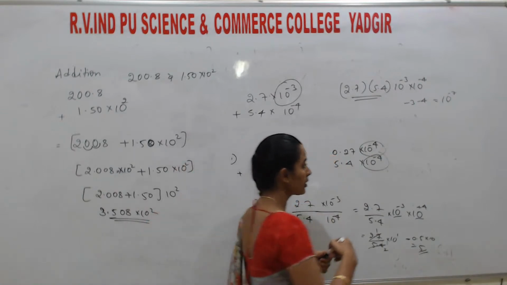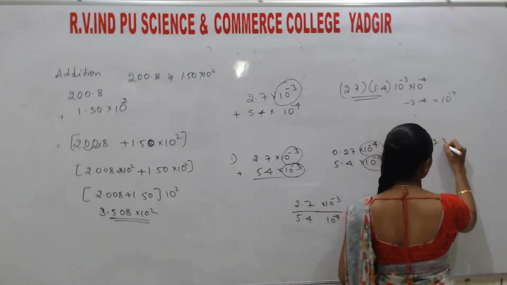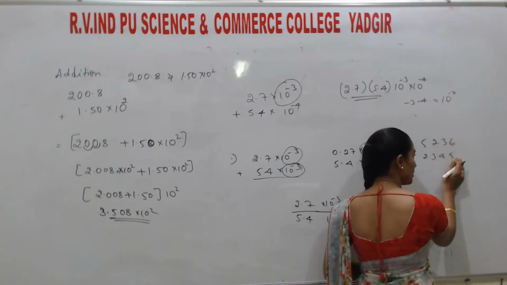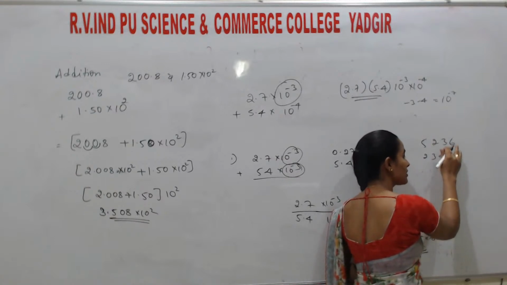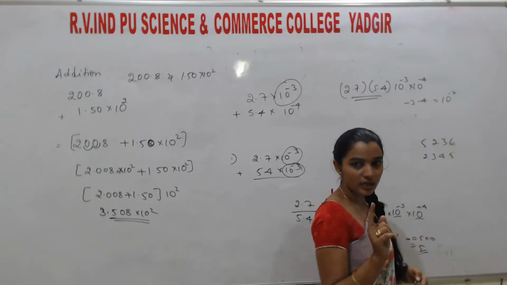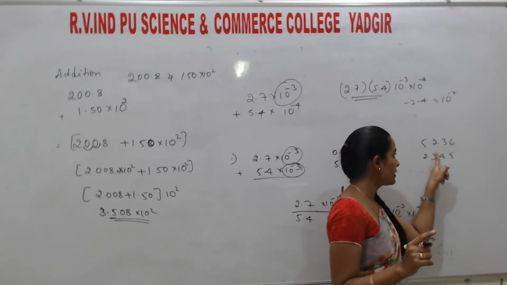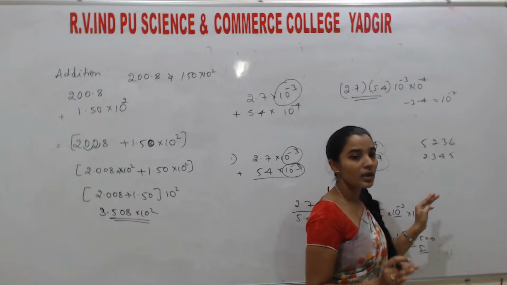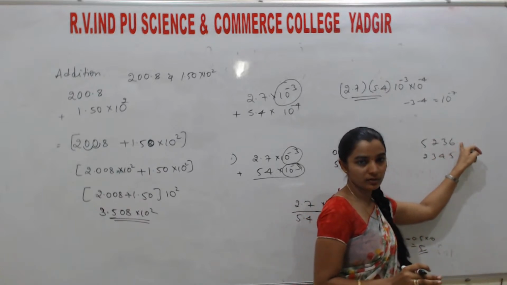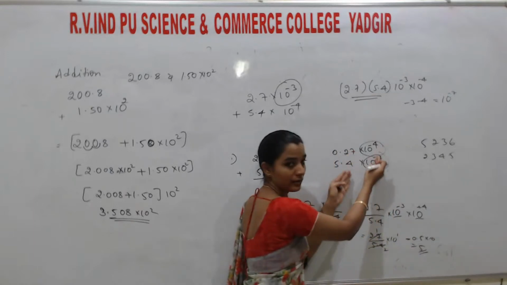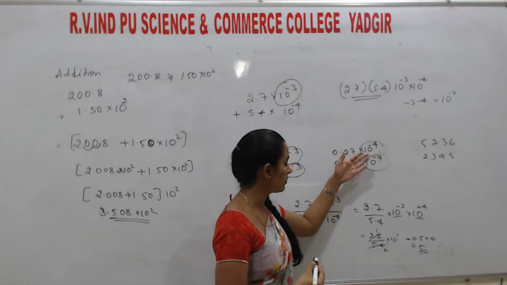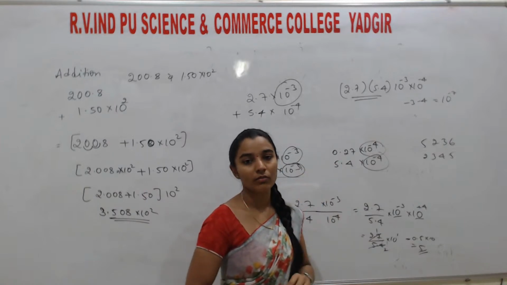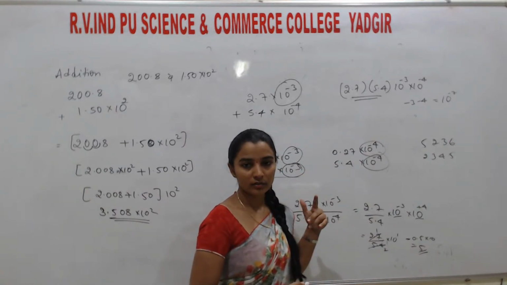Understand? Always subtracting, how can you do? If here 5, 2, 3, 6 is there, 2, 3, 4, 5 is there, unit place is subtracted by unit place only. Tenth place is subtracted by tenth place only. Right? And 100 place is subtracted by 100 place only, and 1000 is subtracted by 1000 only. You cannot subtract this 1000 by unit place. So that's why these powers must be same, because they exactly tell about the position of the numbers. At which position they are.